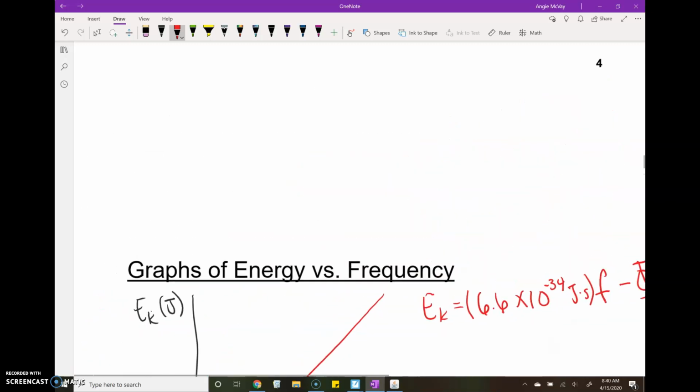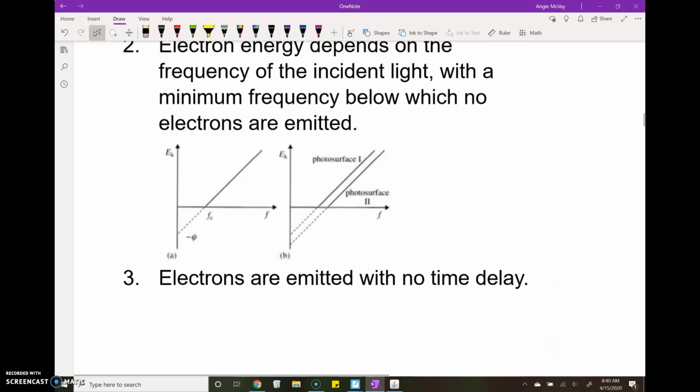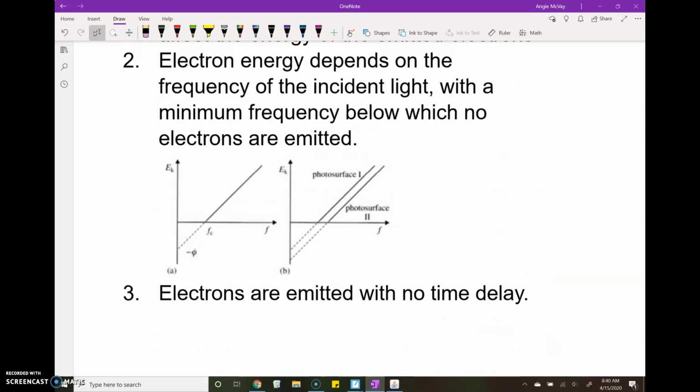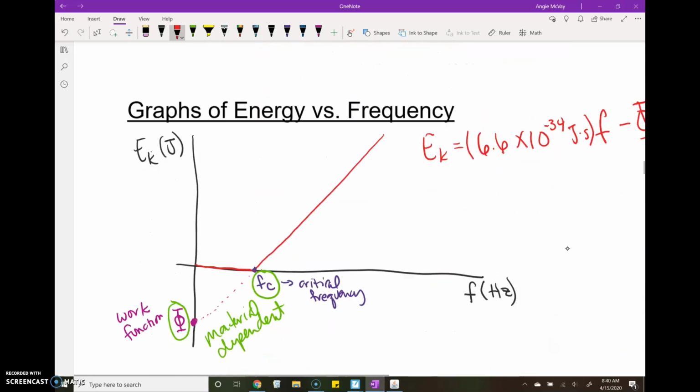I think I've got some of those graphs up here. Yeah. So our two different surfaces, our two different target materials, would have had the same slope. They'd be parallel, but they would have different y-intercepts, just because it takes different amounts of energy to unbind electrons from different elements.